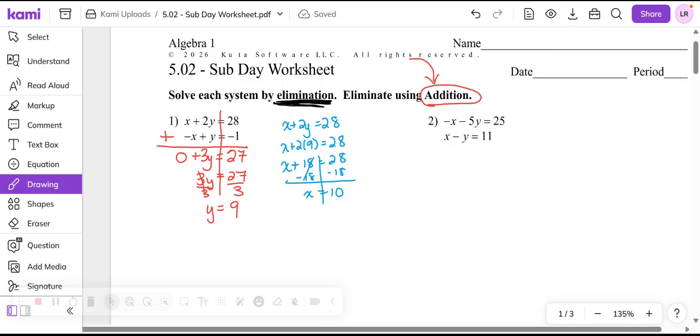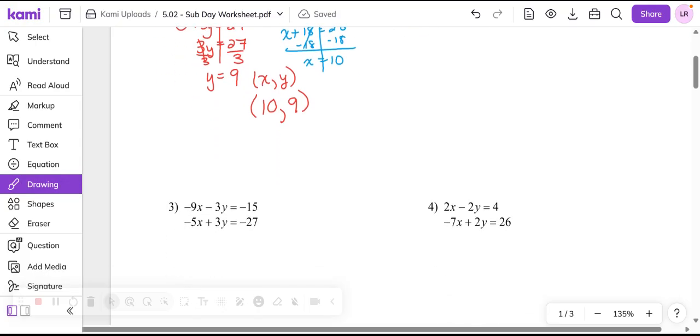So, if I check it with the top, x is 10, y is 9, 2 times 9 is 18, 10 plus 18 is 28, that works. On the bottom, this would be negative 10 plus 9, and that does equal negative 1. So I plug it back in, I can test to make sure that it does actually work for both of those. So my answer here as an ordered pair would be 10, 9. Remember, we put our x, then our y.